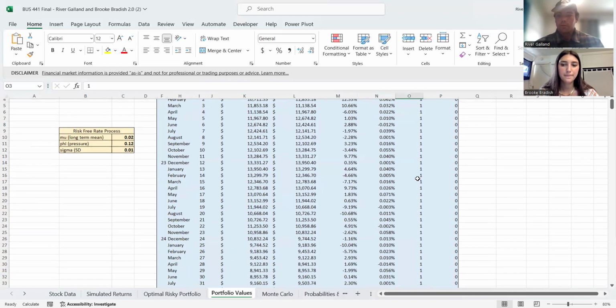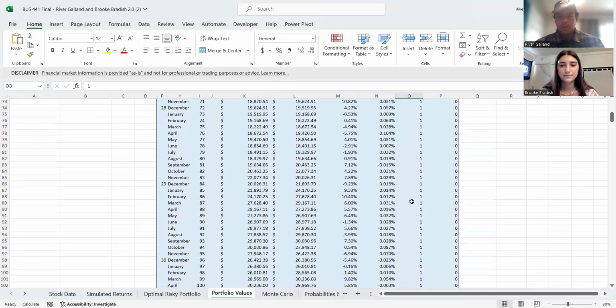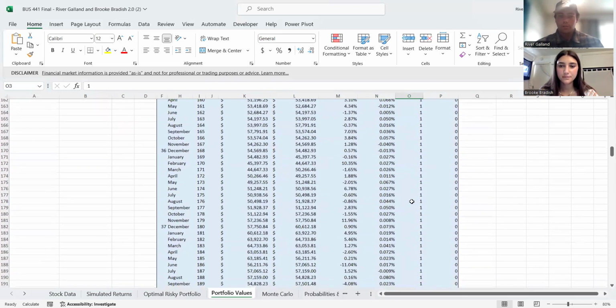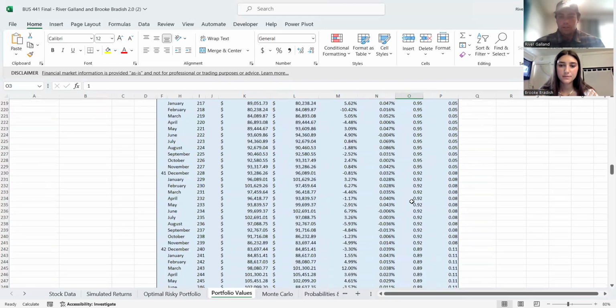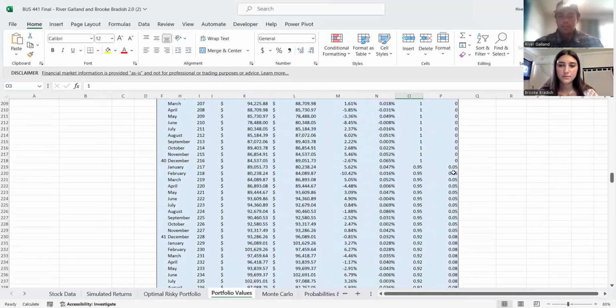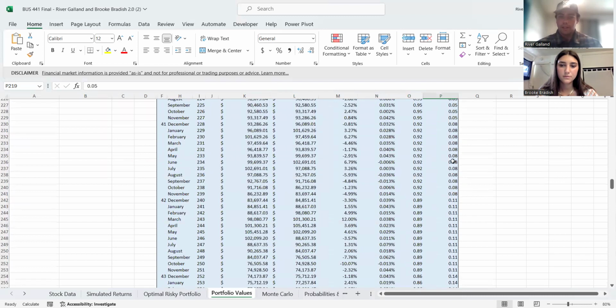And in our portfolio, we also modeled that once you turn 40, we decided to increase the weights of the risky portfolio, that it will increase to 5%. And then every year after that, it will grow another 3%.